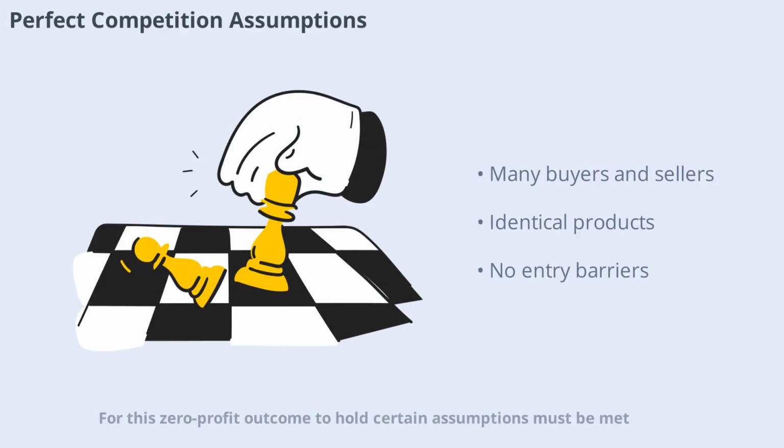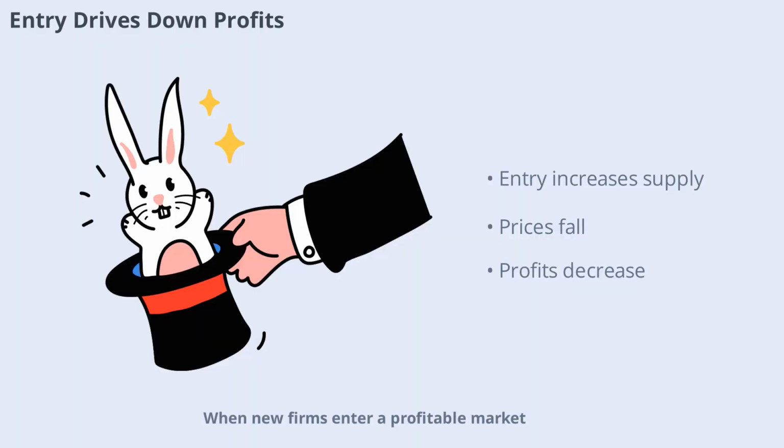For this zero-profit outcome to hold, certain assumptions must be met. Markets must be perfectly competitive, meaning many buyers and sellers, identical products, and no barriers to entry or exit. While real-world markets may not always fit this model perfectly, it provides a useful benchmark for understanding how competition shapes outcomes over time. When new firms enter a profitable market, they increase the total supply of goods or services.